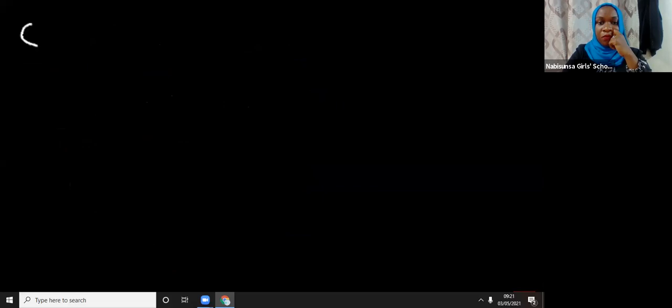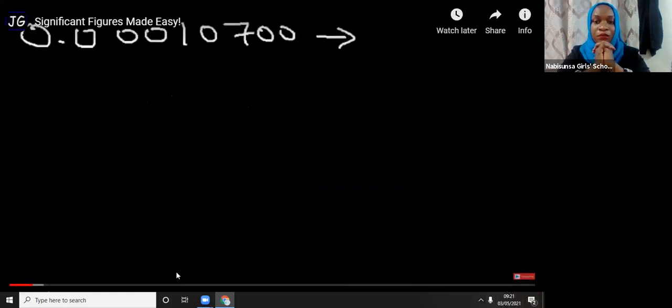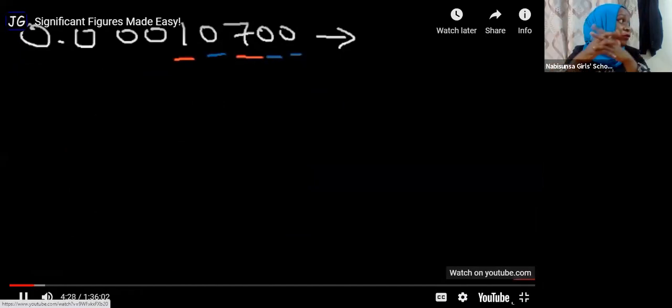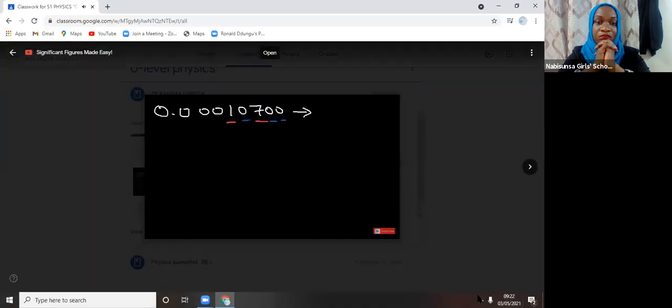Now what about this one? 0.00010700. How many sig figs are in that number? So we have 2 non-zero numbers. We have an in-between zero, and also we have 2 trailing zeros which are to the right of a non-zero number. But the leading zeros are not counted as significant. The trailing zeros are significant since we have a decimal point. So there's a total of 5 sig figs in this example.